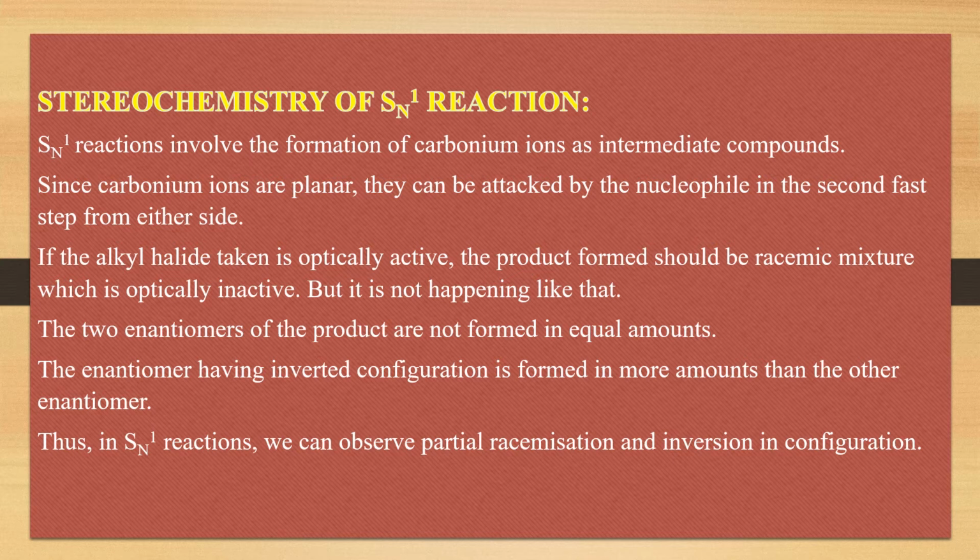Why? If the product formed is having 50% of one isomer and 50% of the other isomer, then we will say that it is a racemic mixture. But in SN1 reactions, it is not happening like that. The enantiomer having inverted configuration is forming in more proportions than the other enantiomer. Therefore, we say that we observe partial racemization as well as inversion in configuration. Underline this point, students. Clear, students? Fine.